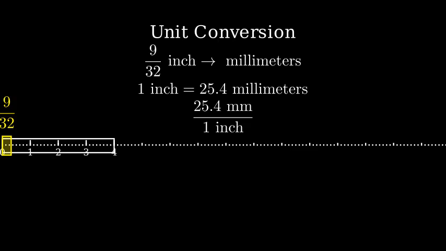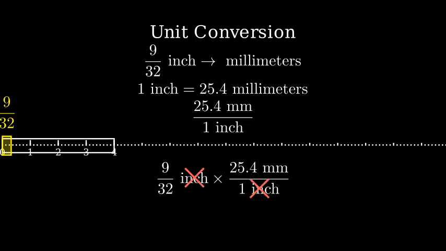Now, let's solve this step by step using dimensional analysis. We'll start with 9/32 of an inch and multiply it by our conversion factor of 25.4 millimeters per inch. Notice how the units of inches cancel out, leaving us with millimeters. Let's solve this in two steps.